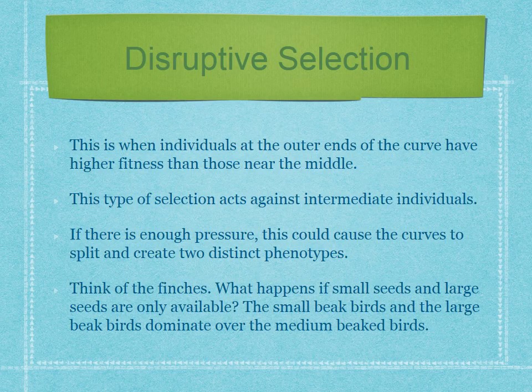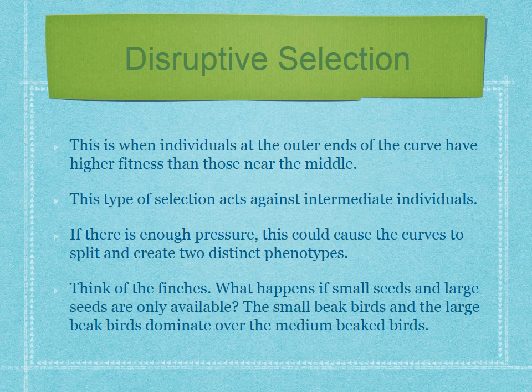So the last one we're going to talk about is disruptive selection. And this is when individuals at the outer ends, so both ends, have a higher fitness than those near the middle. So this type of selection acts against the intermediate individual. So if you're medium or you're right in the middle, you're not going to be well suited to survive compared to the ones at the end.